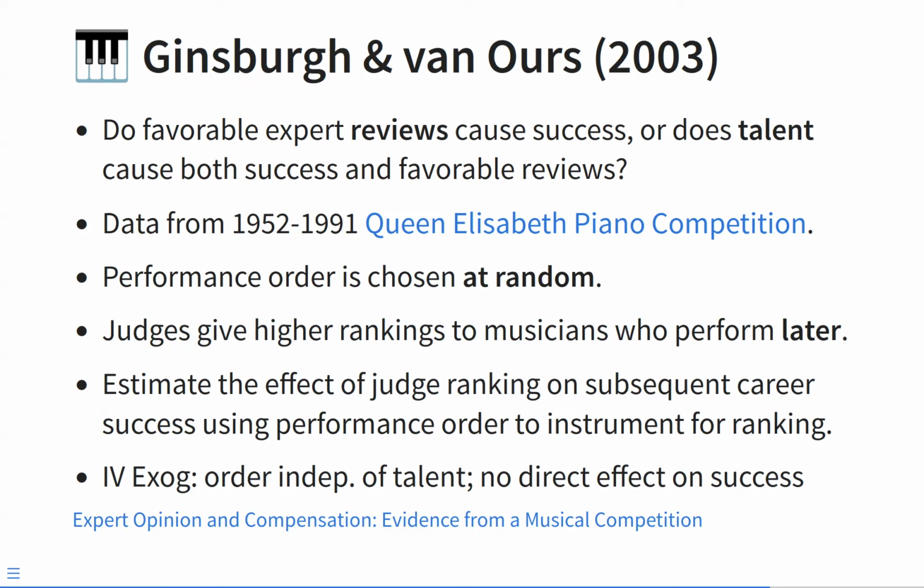But there's actually a second thing we need. It's something that the DAG representation of an IV model makes more explicit. We need there to be no direct effect of ranking on success. Now, that's a little bit complicated to think about. How could there be a direct effect of ranking on success? I will leave that for you to ponder, and there is some discussion of that in the solutions to the exercise.